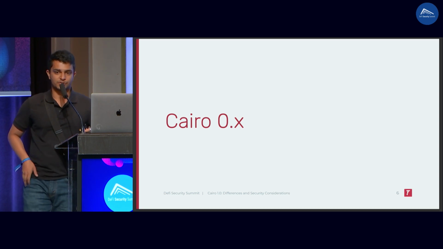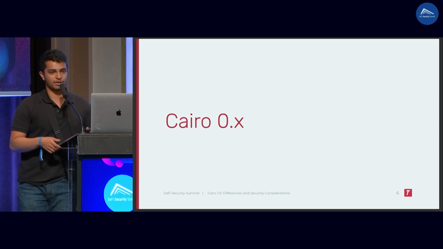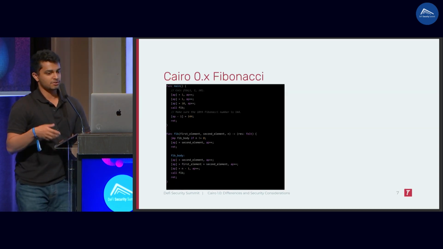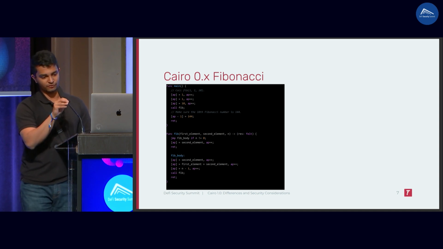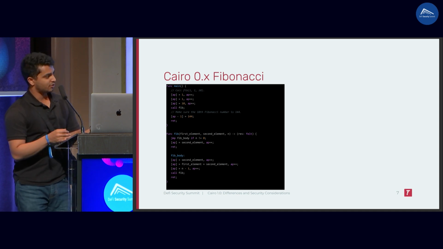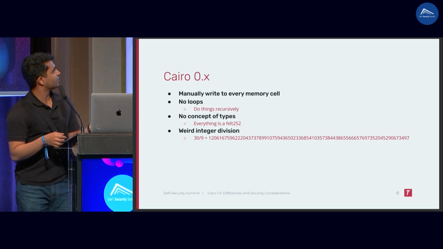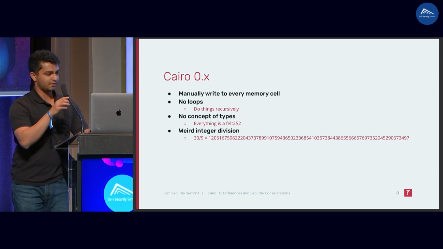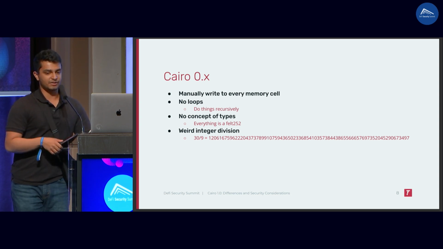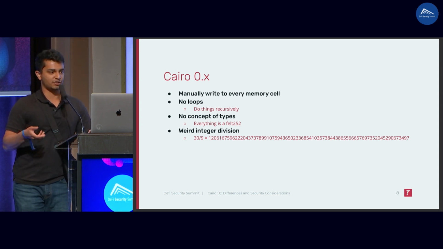So now that we've introduced that, let's talk about the old Cairo version, or Cairo 0.x. Here's a small example of the Fibonacci sequence, which most of you have heard about. TLDR, it kind of sucks. You have to write to every memory cell manually. There are no loops, so you have to implement everything with recursion. And there are no types, so everything is a field element, a felt 252. You don't have something like u256 or anything.